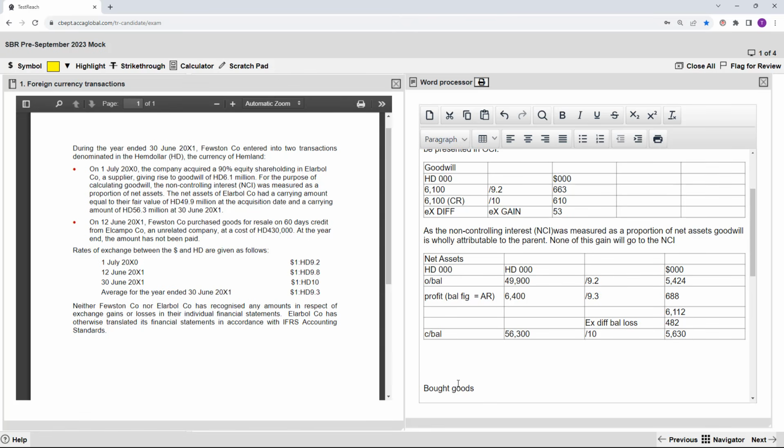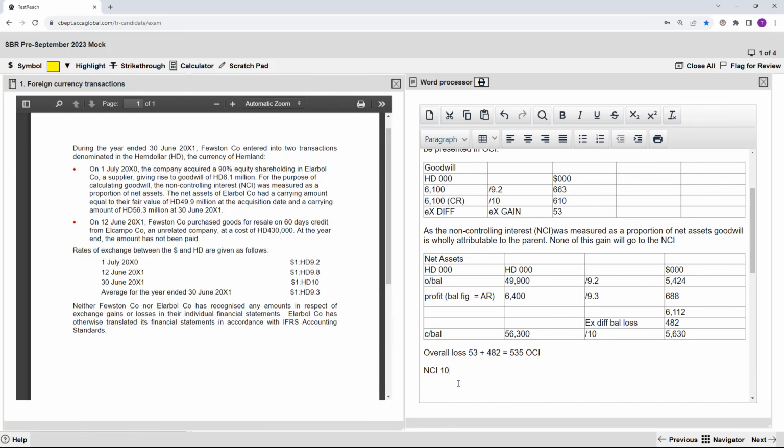Now, I want to do the question holistically, which means a couple of things. So first of all, my overall loss is the aggregate of these two numbers. In other words, it is 53 plus 482. And if I add the 53 and the 482 together, I can do that in my head. That is 535, and that is going to OCI. But part of it will affect the NCI and part of it won't.